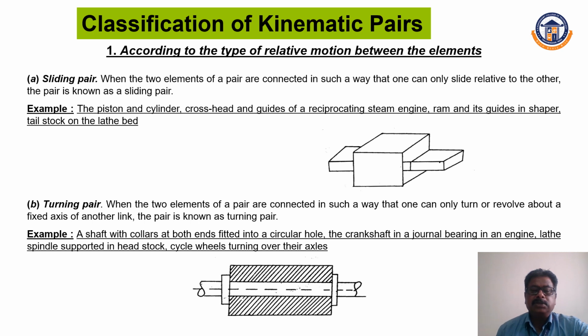The piston and cylinder, crosshead and guides of a reciprocating steam engine, ram and its guide in shaping machines, and tailstock on the lathe bed are some of the examples for sliding pair.